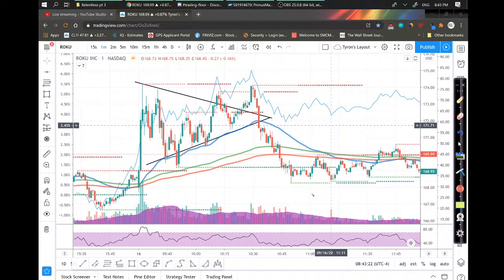So you have 2 methods. Either you take the 171 or you take the 174 and hope that your contract goes in the money and you benefit on a gamma rush. That's your scalping technique.